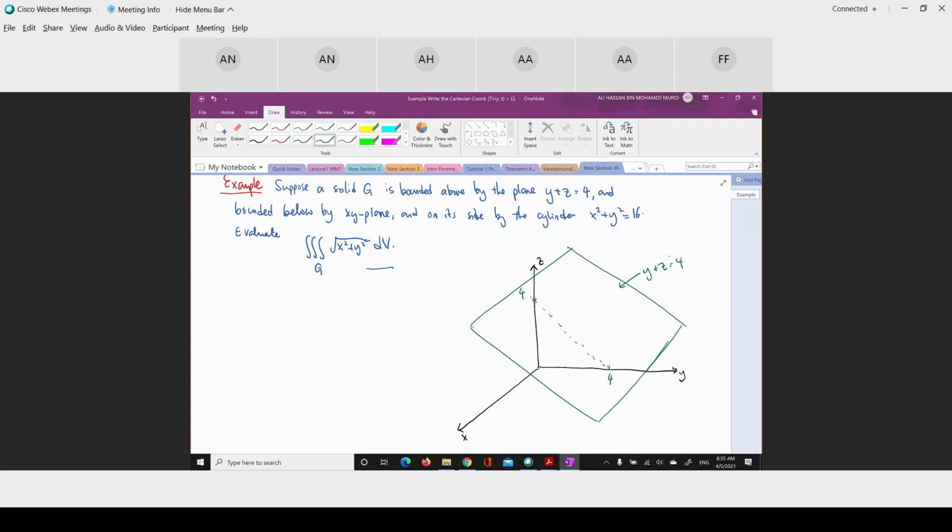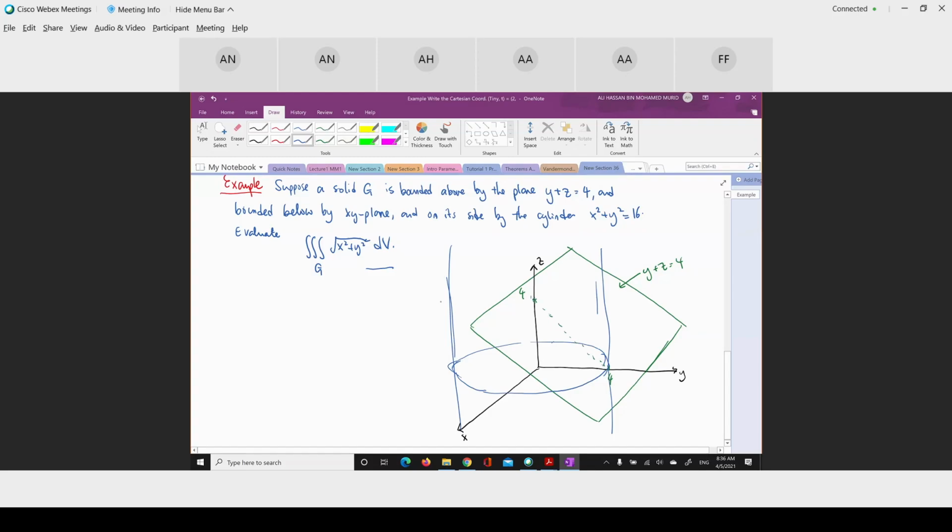Okay. What about the other object? It is already given to you that the object is a cylinder. This is a cylinder of radius 4, right? x squared plus y squared. You see, on the xy plane it is a circle, isn't it? And it is a cylinder, since it is independent of z.